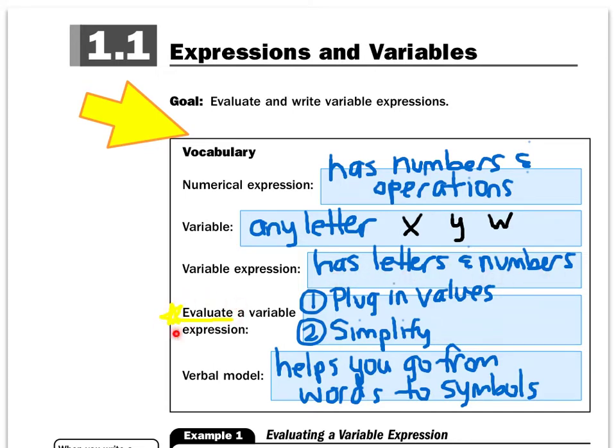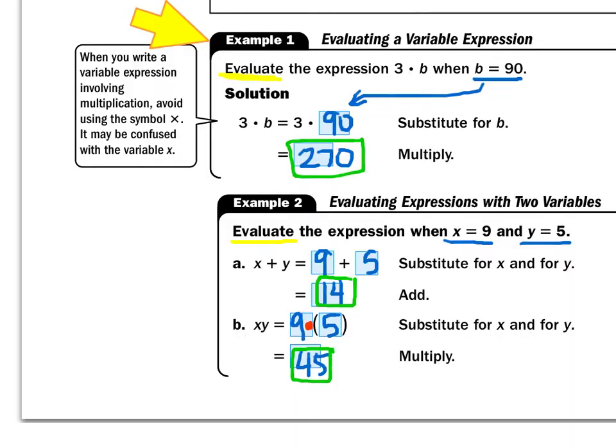When they say evaluate, this is really important. Put a star next to that, because in algebra it's actually a two-step process. First, we have to plug in the values that were given, and second, we have to simplify, and we're supposed to use order of operations. And then a verbal model is something that helps you translate from words into symbols.